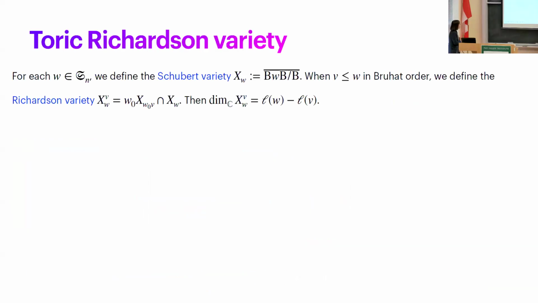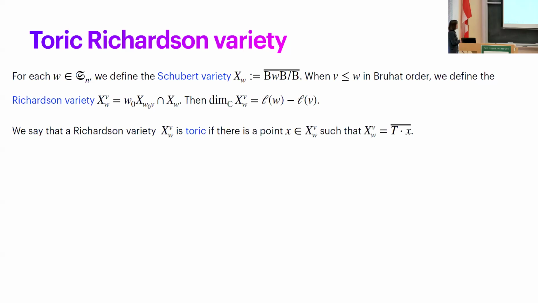Then for each permutation w, we define the Schubert variety X_w as the closure of the Schubert cell BwB mod B. And when v is less than or equal to w in Bruhat order, we define the Richardson variety X_v^w as the intersection of w_0 X_{w_0 v} and X_w. Here w_0 is the longest permutation. It means n, n minus 1, ..., 1.